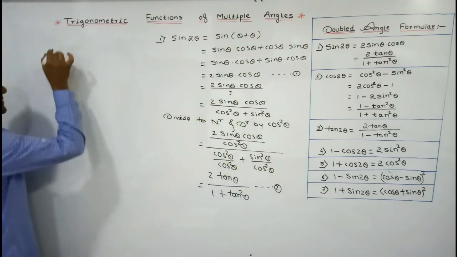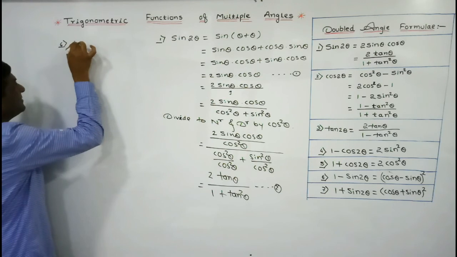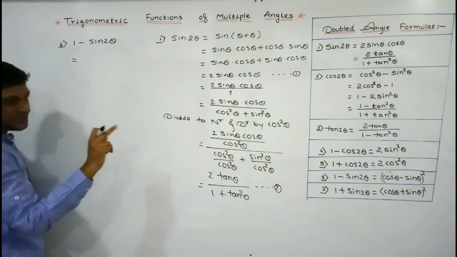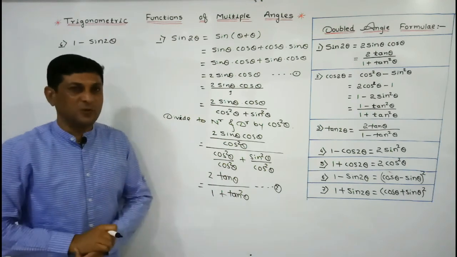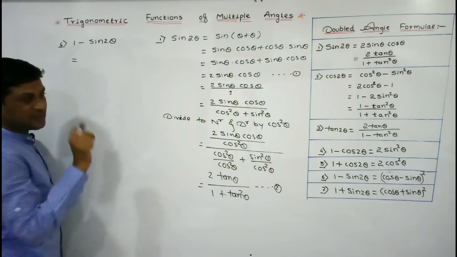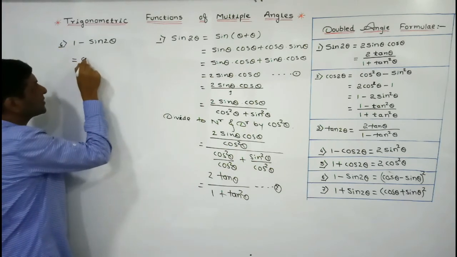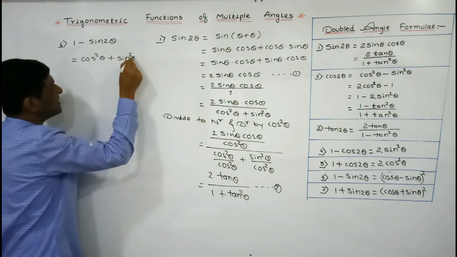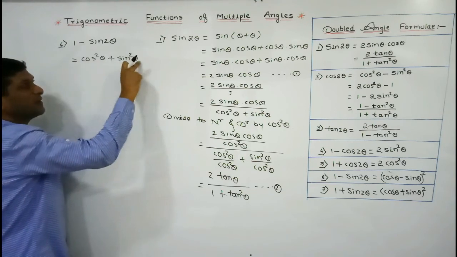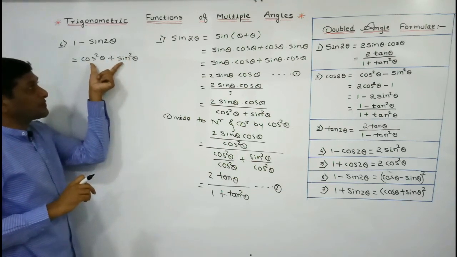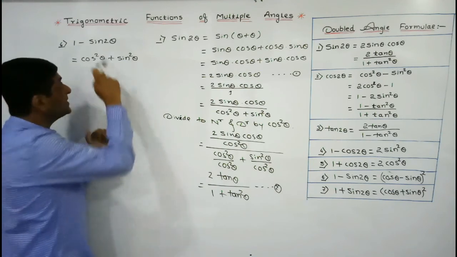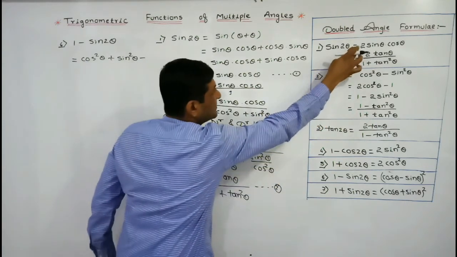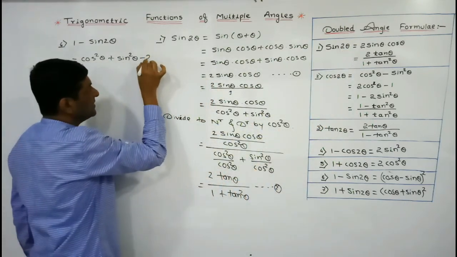So first consider the left hand side here. What is the left hand side? 1 minus sin 2 theta. Now simplifying it, we have to show that its value is equal to cos theta minus sin theta whole bracket square. So now to get that result, I am replacing 1 by cos square theta plus sin square theta according to identity, because we know that cos square theta plus sin square theta is equal to 1. Keep this minus as it is, and sin 2 theta according to the double angle formula can be replaced by 2 sin theta into cos theta.